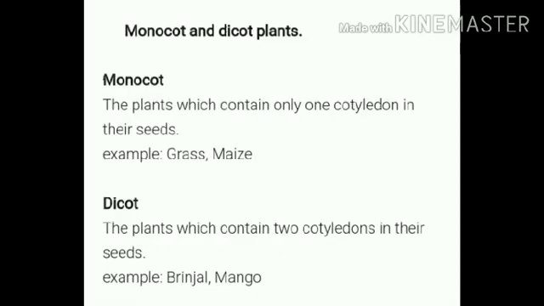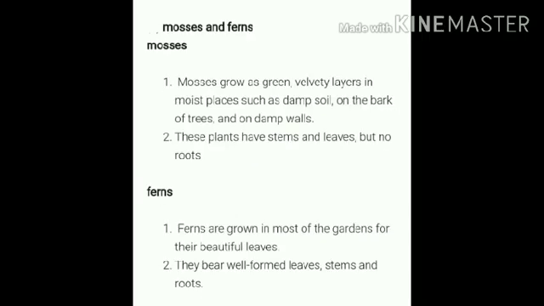Second one is the difference between monocot and dicot plants. Monocots are the plants which contain only one cotyledon in their seeds, for example grass and maize, whereas dicot plants contain two cotyledons in their seeds, for example brinjal and mango.